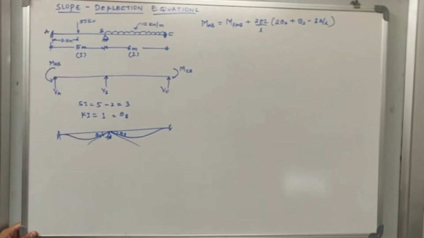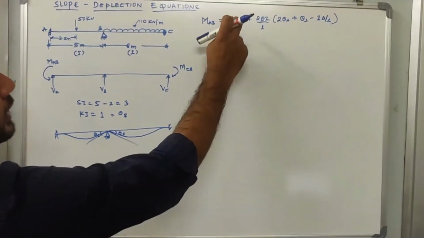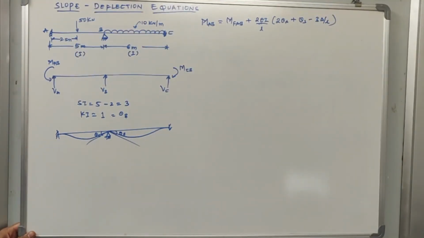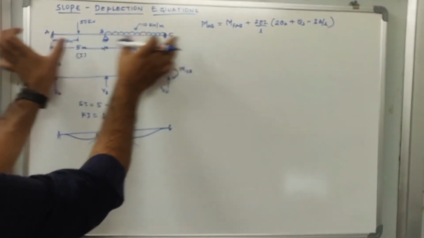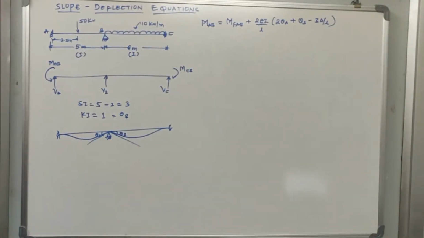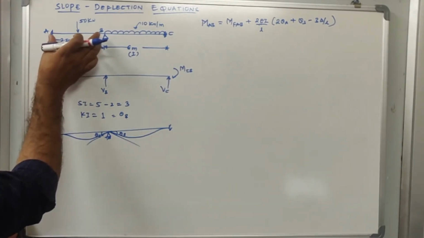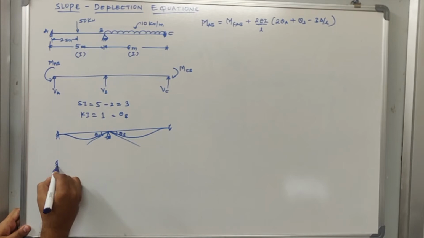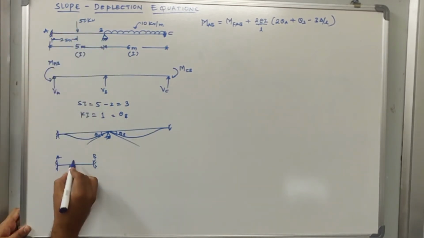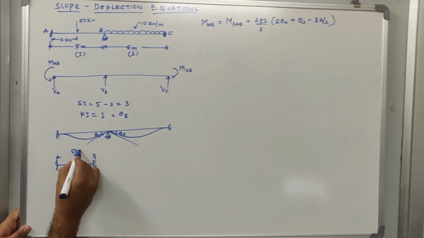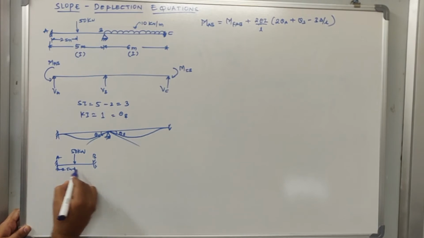Before that, let us try to determine what is MFAB. To solve MFAB, I have to divide this beam into 2 different parts and assume them to be fixed. So the first part is my member AB. Let me take member AB separately. This is A and this is B, and it is loaded by a concentrated load of 50 kilonewton at the center, 2.5 meter from left and 2.5 meter from the right.